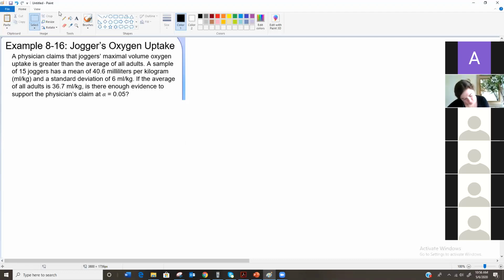So if you're looking at this on a test and you don't know, oh, this is from section 8.3, so it has to be a t-test. If you were just taking this on the exam and you needed to decide, is this a Z or a T, and why?